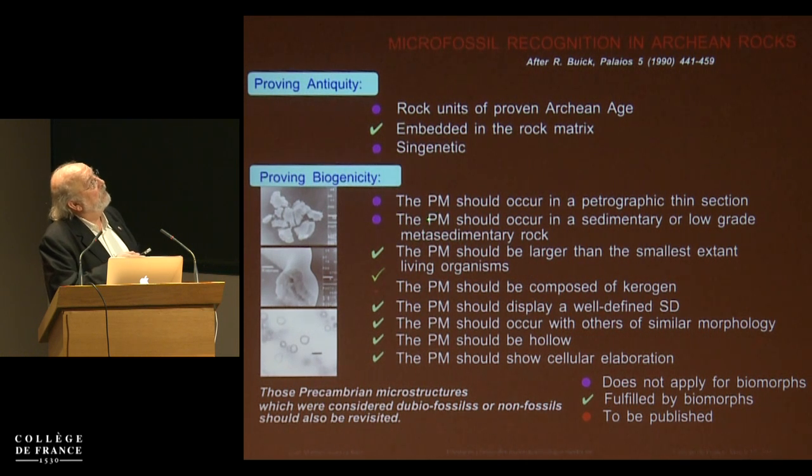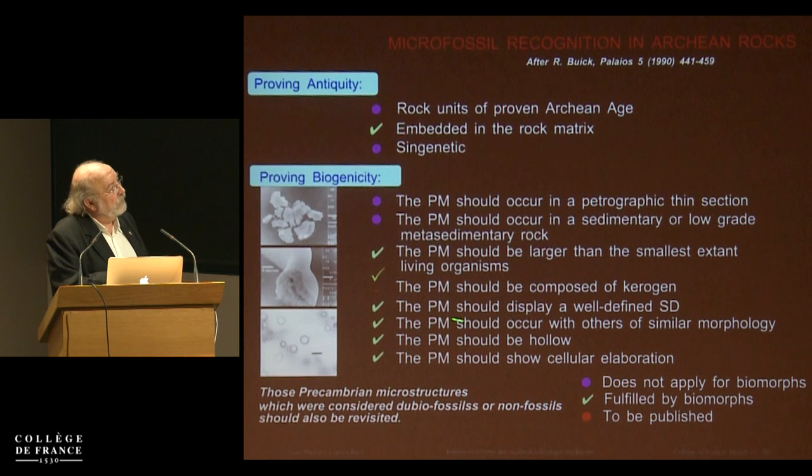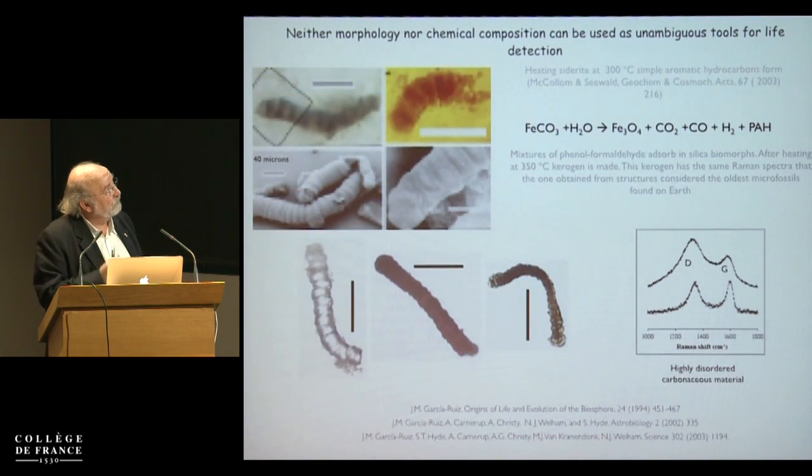Actually, if you look for the protocol for recognition of Archean microfossils, there are a number of criteria that are all fulfilled by this biomorph. The remaining problem was that the putative microfossil should be composed of kerogen, and this is the work that we made with Stephen Hyde, my colleague from Australia. It was well known that you have iron carbonate, and when it disintegrates, it is a way to create organic compounds.